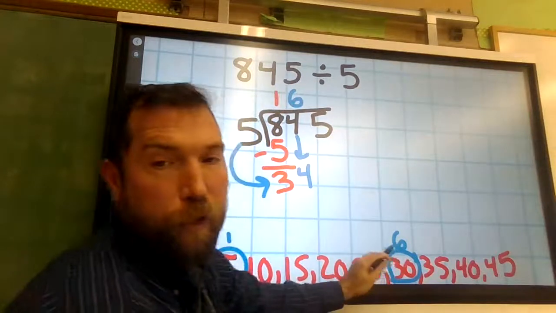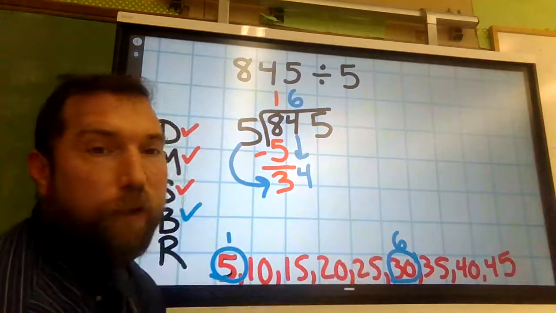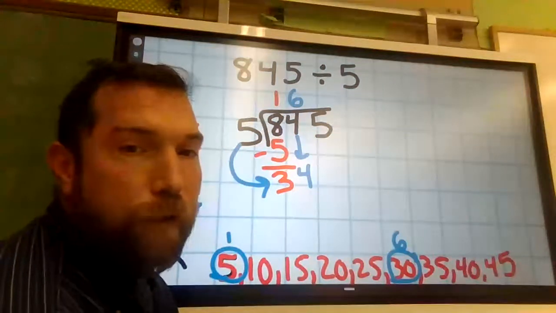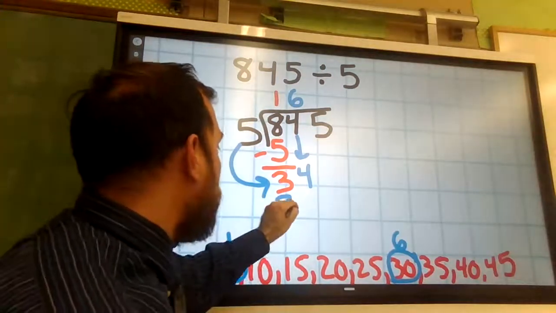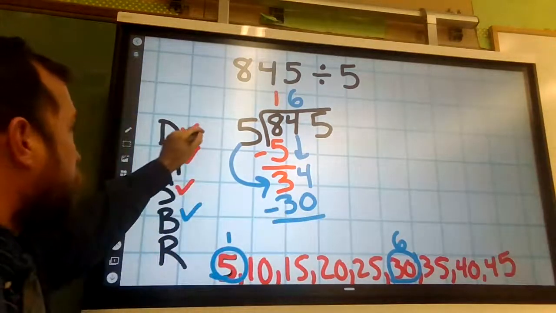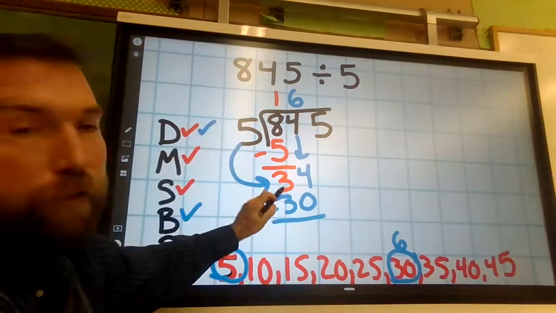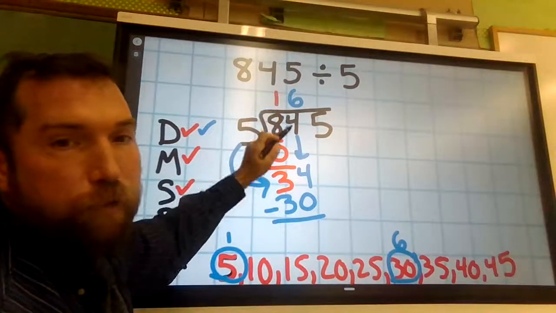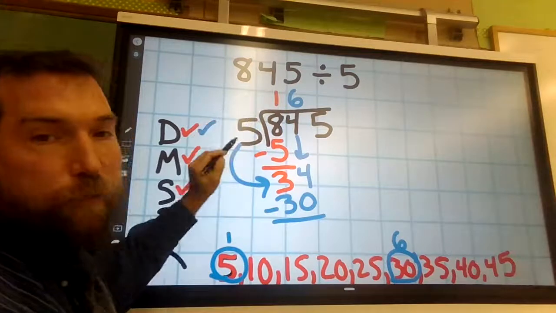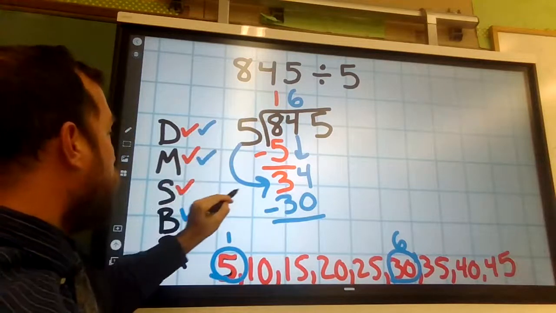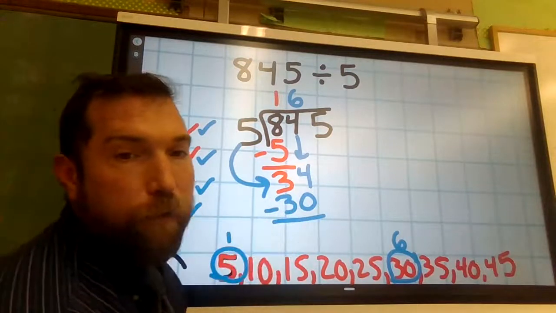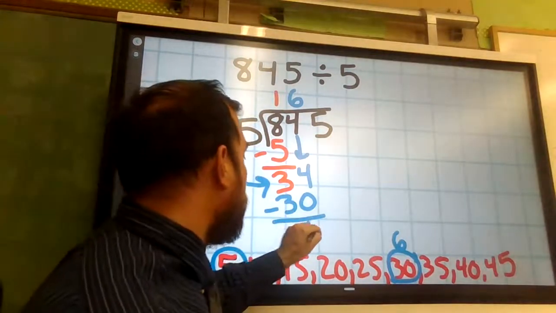This number I'm going to use next. There were 34 kids. I made 6 teams of 5. That means I used 30 of the 34. That's, again, I did my D again. 5 goes into 34 6 times. Or 34 divided by 5 is 6. That was D. M was 6 times 5 is 30. And then S is going to be 34 minus 30. There were 34 kids. 30 got put on a team. That means there's 4 left.